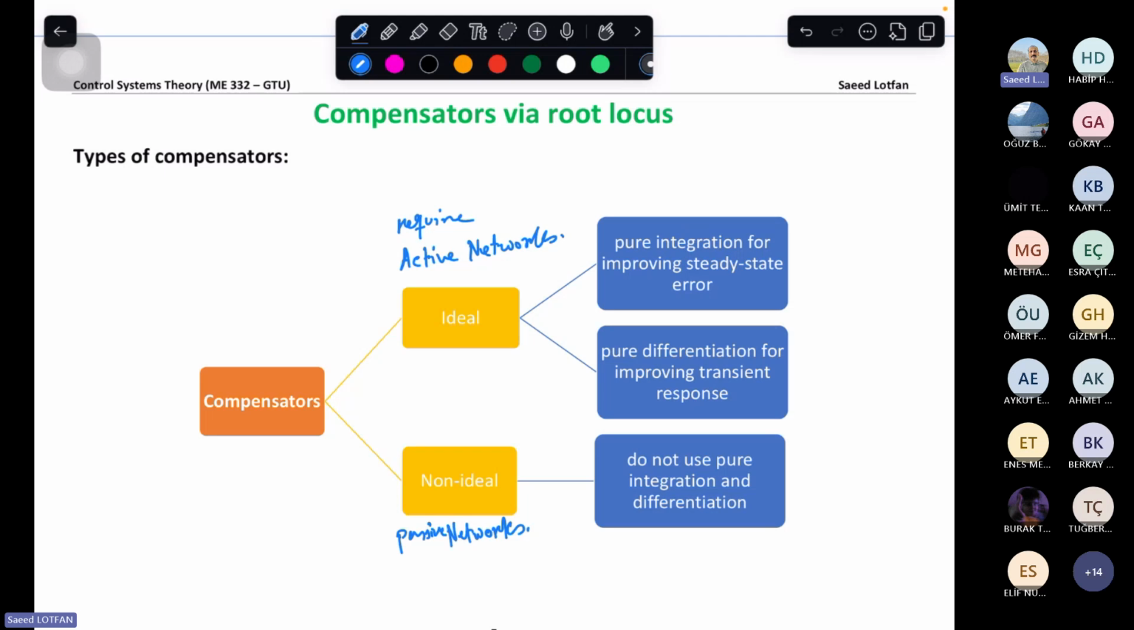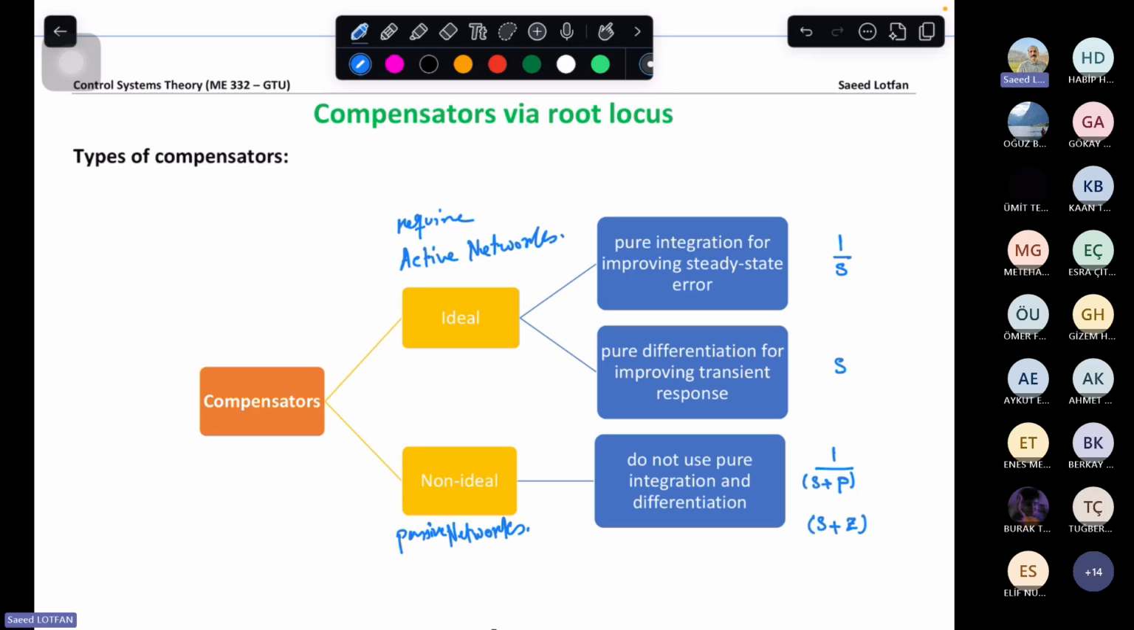Ideal ones also, in terms of showing them mathematically, use pure integration like 1 over s or pure differentiation s to do the job. But non-ideals don't use pure integration. So they use like 1 over s plus some pole, and they use like s plus some zero.